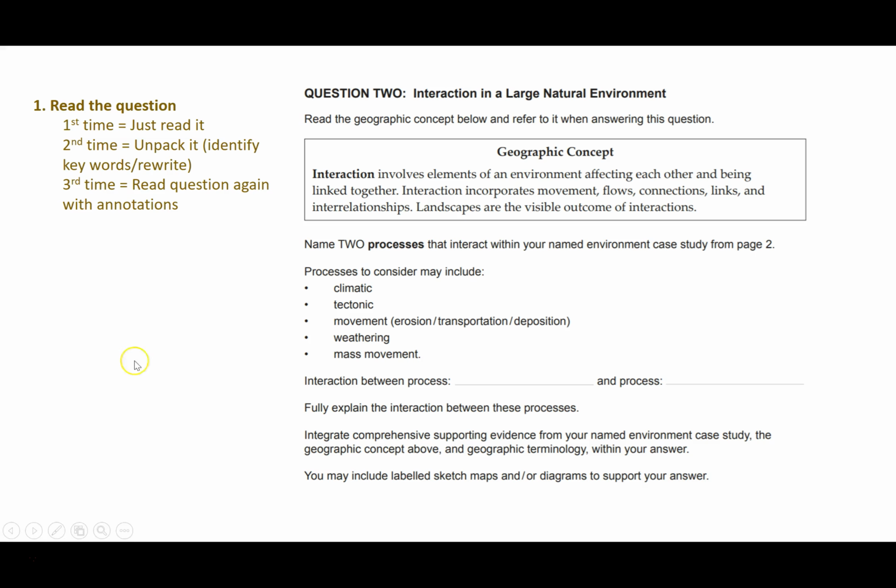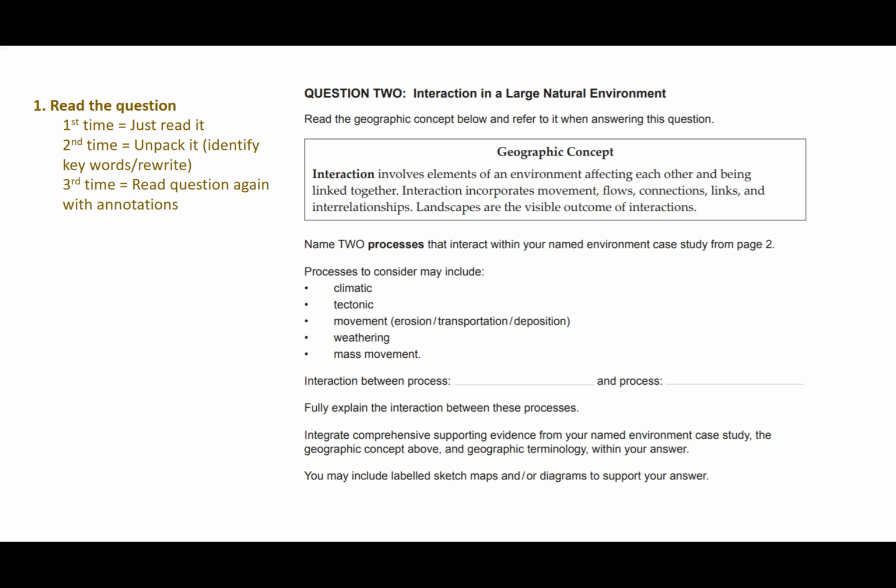When you read the question, read it 3 times. The first time, read it from top to bottom without doing anything. So just pause this video now and do that. The second time that you're going to read it is you're going to unpack the question, and that is by identifying keywords and rewriting them. So let me show you how to do that now.